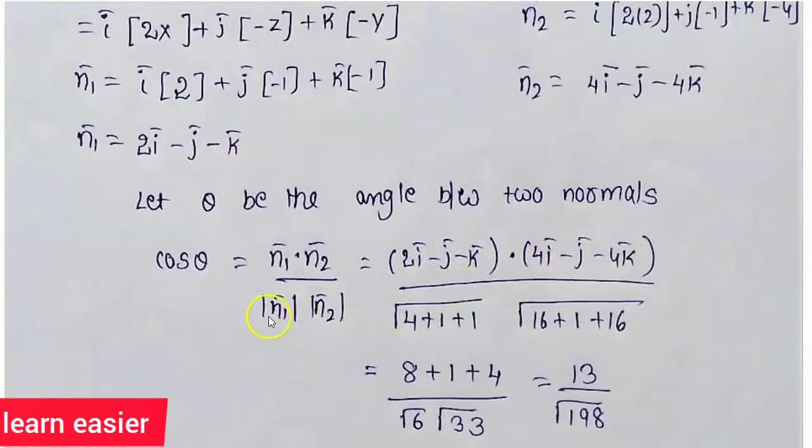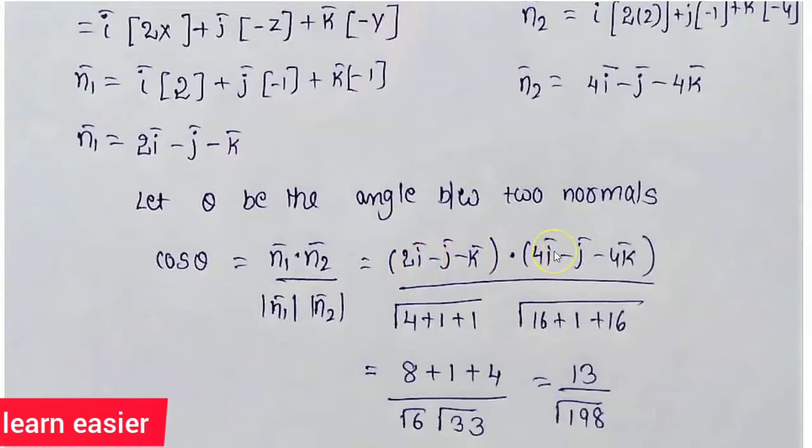The mod of n1 bar is the square root of 2 square, that is 4, plus minus 1 whole square is 1, and here minus 1 whole square is 1, and the square root of 4 square is 16, minus 1 whole square is 1, and here minus 4 square is 16. So finally we get root of 4 plus 1 plus 1, that is 6, and root of 16 plus 16, that is 32, plus 1 is 33. And we have to apply the dot product.